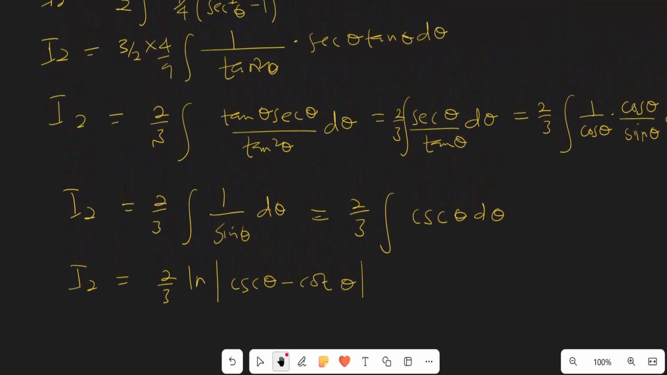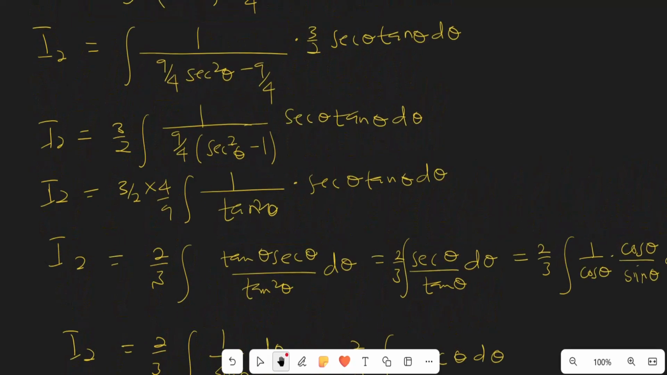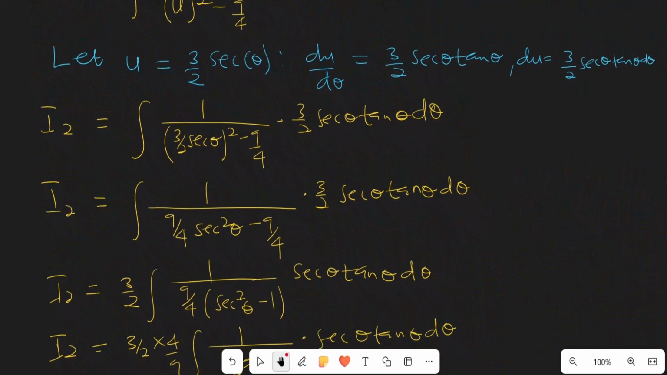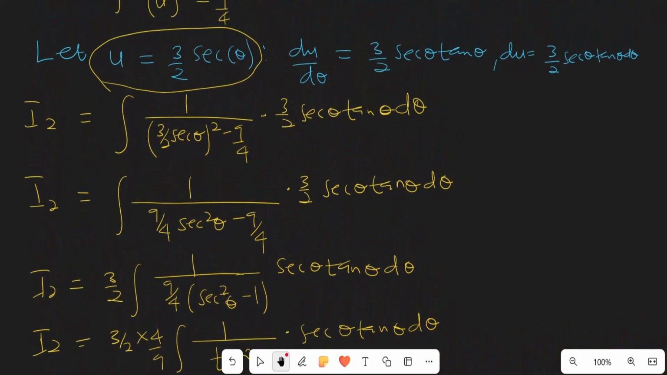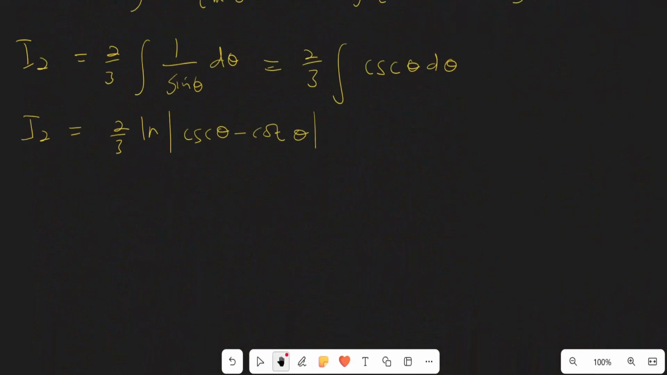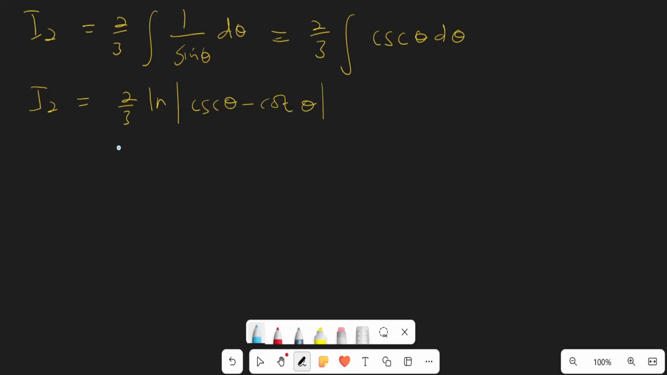So now that we have our final integral, we can take our answer from the theta world back into the u world using this. We know that u is equal to 3 over 2 secant theta. So now how do you find this? We can multiply by 2: 2u over 3 is equal to secant theta.